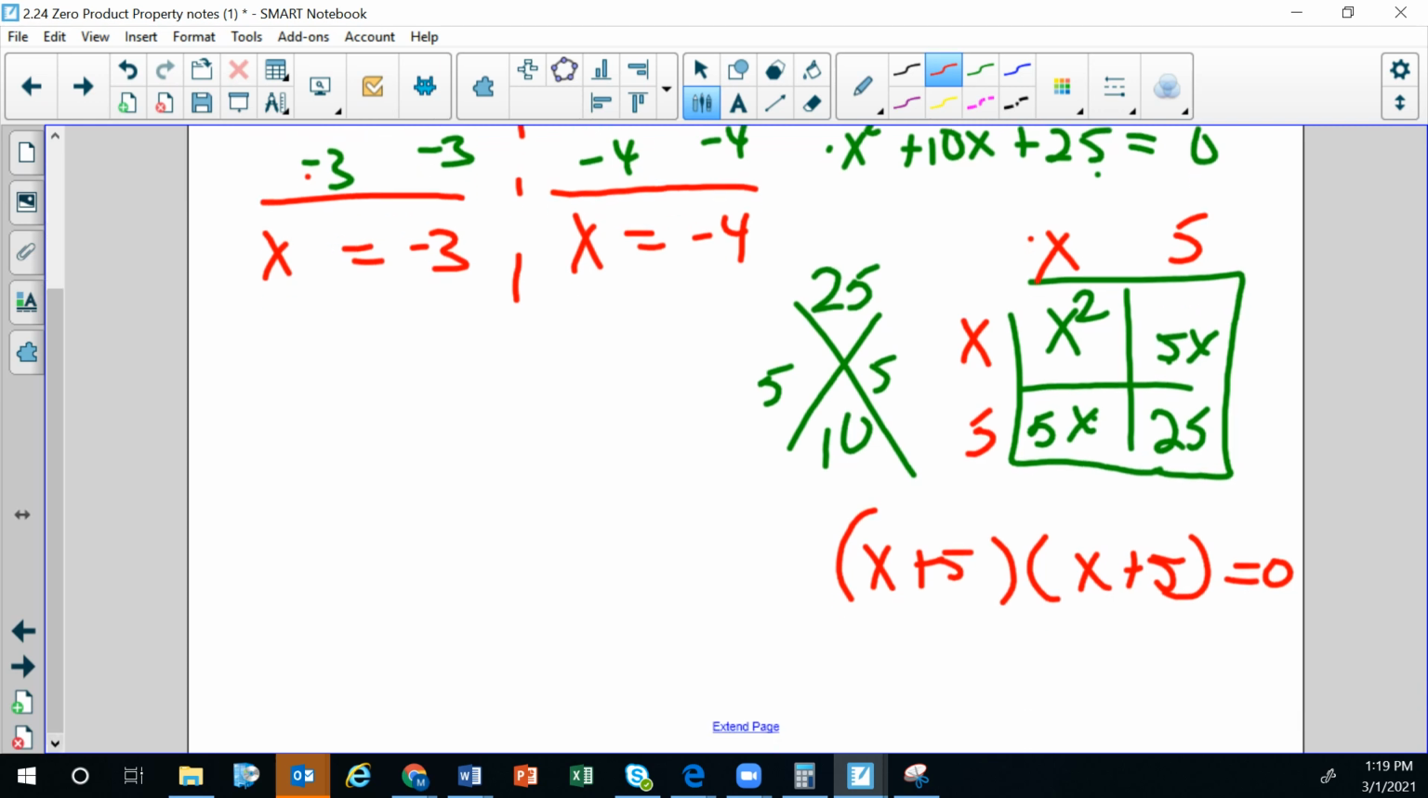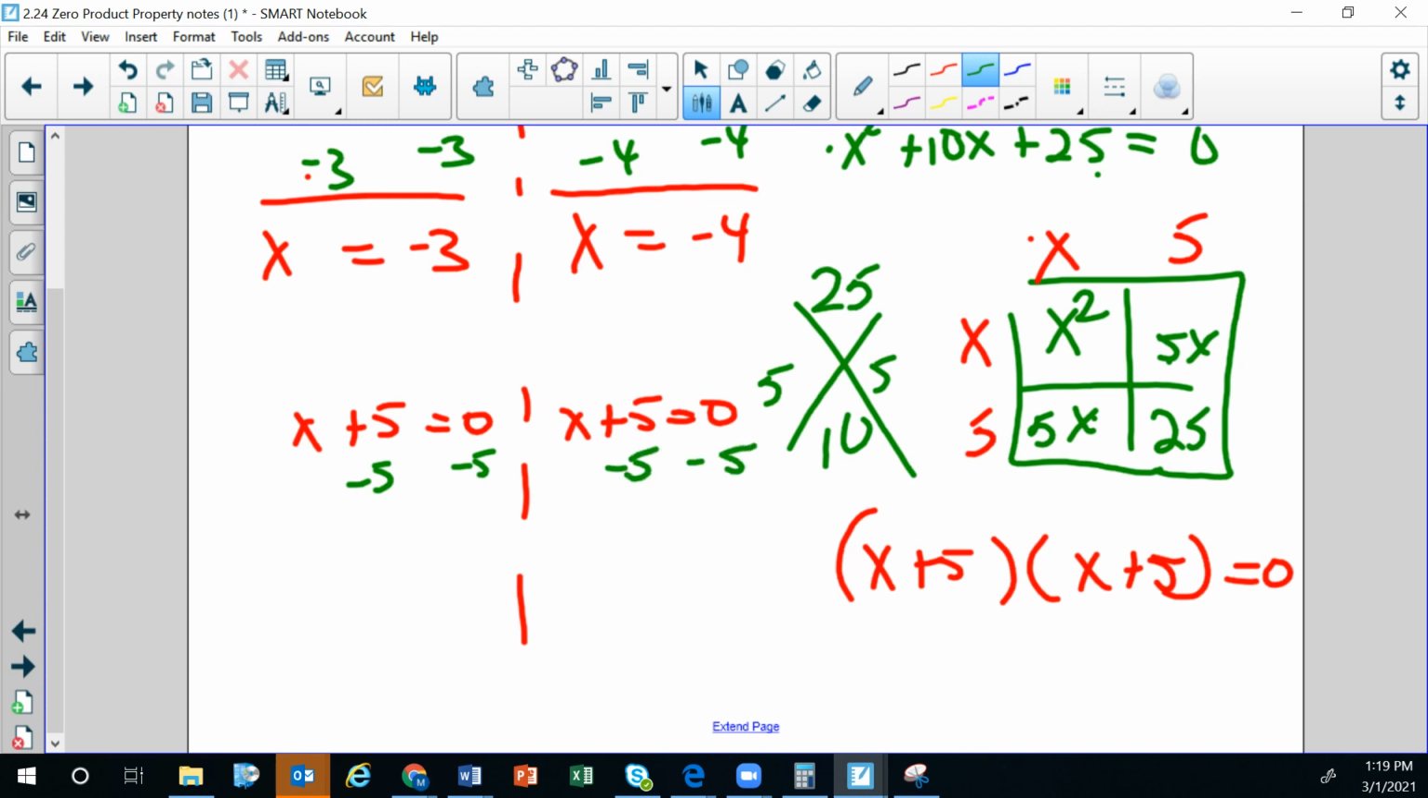So I'm going to have x plus 5 is equal to 0, and x plus 5 is equal to 0. And so if I add negative 5 on both sides, and also on this side, draw my line, I'm going to get x is equal to negative 5, and also over here, if I draw my line, I'm going to get x is equal to negative 5. Okay? So the solution is x equals negative 5.